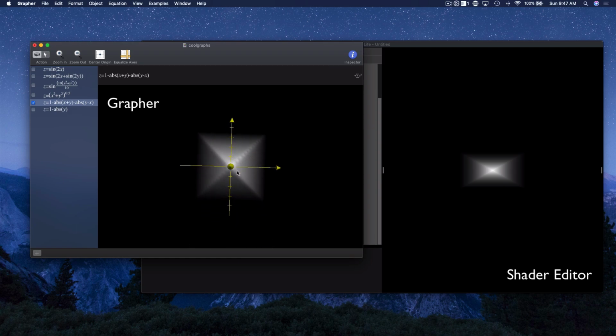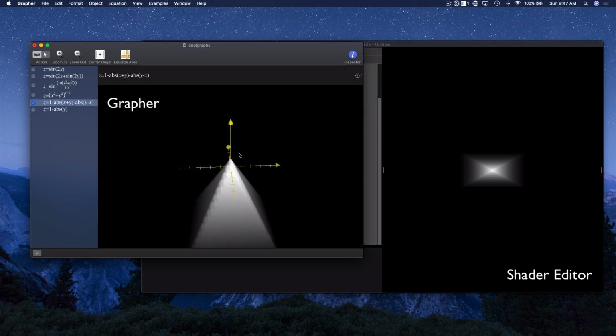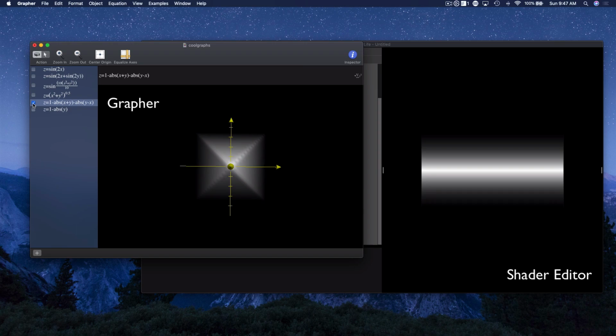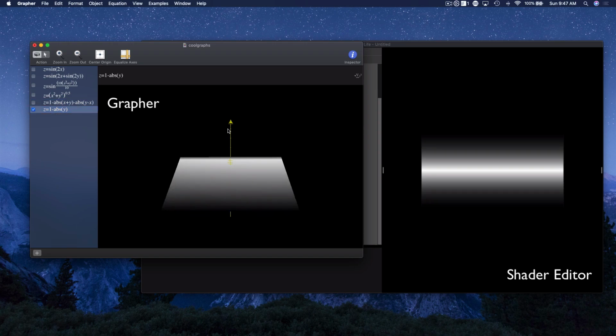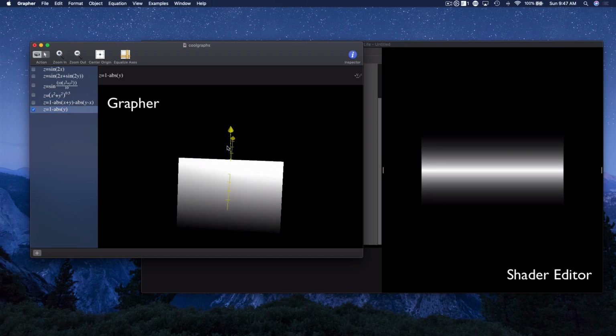So a tip for you that may help you: when you are looking at a function that you want to apply to a shader, don't look at it from the side, but look at it from the top. It may help you, who knows.